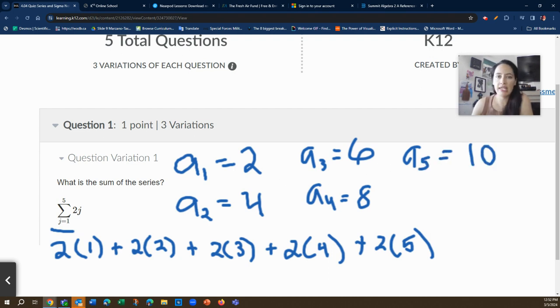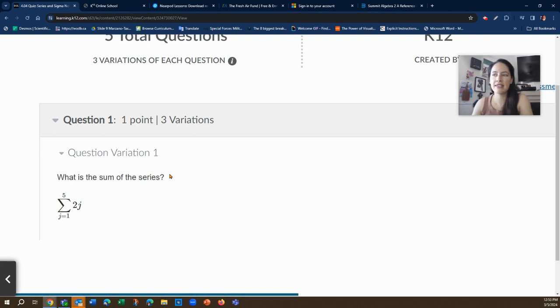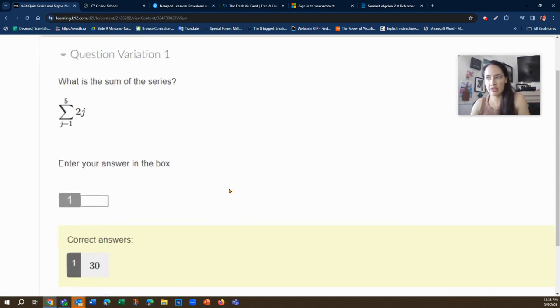So a sequence is related to a series in the sense that a sequence is the list of the individual terms. A series is adding those up. Add them all together. Whatever's in your list, add them. So let's do that. So now we'll have 2 plus 4 plus 6 plus 8 plus 10. Let's do this. 2 and 8 is 10, 4 and 6 is 10, plus 10, it's 30. We did this in class as well, so it is 30. The sum of that series is 30.